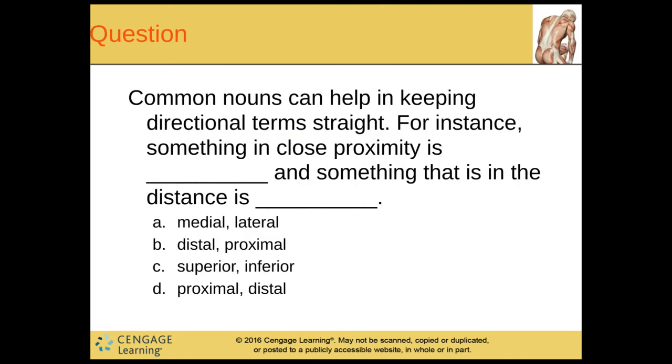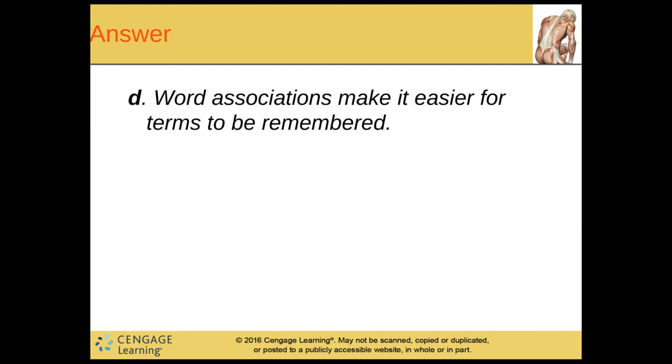Good job. All right, common nouns can help in keeping directional terms straight. For instance, something in close proximity is blank, and something that is in the distance is blank. Let's talk through it. It's that word association. Something in close proximity is proximal, and something in the distance is distal. So I'm going to say it's D. What do you guys think? Yay! Word associations make it easier for terms to be remembered. You'll find your own, or you can use mine, whatever you want to do. All right, and that's it on that one.